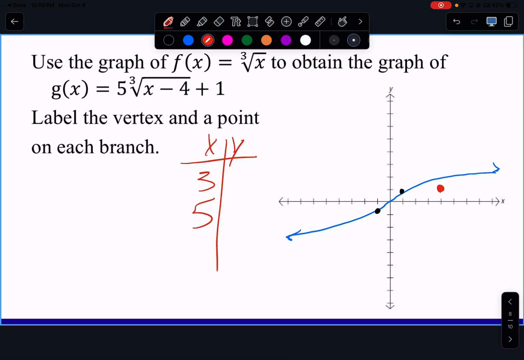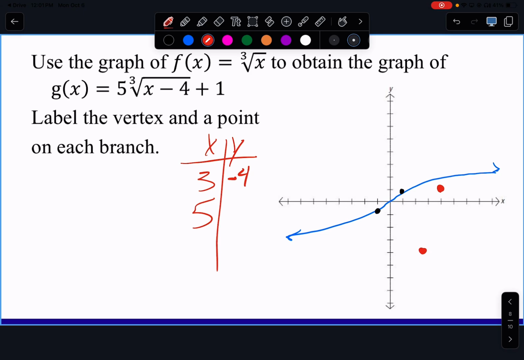Okay. Are we going to have vertical stretch here? Yes, we have some big time vertical stretch because we have the 5. So it's going to end up being a lot taller. Okay, so we're going to plug a 3 in there. 3 minus 4 is a negative 1. I can do negatives, right? With cube roots, we can have a negative inside the radical. So the cube root of negative 1 is negative 1. Negative 1 times 5 is negative 5 plus 1 is negative 4. So I'm going to go 3, negative 4. Over 3, down 4. 1, 2, 3, 4. So it would be about right there.